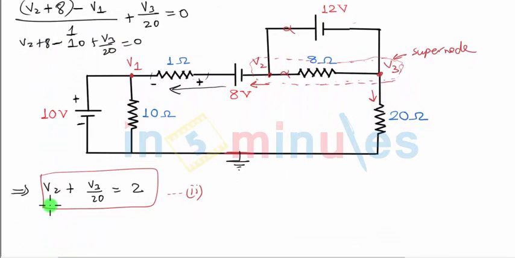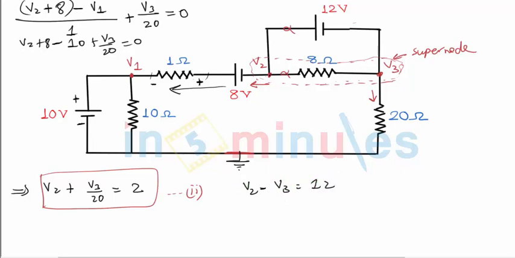Now we need one more equation in the form of V2 and V3. Only then can I find the values of V2 and V3. So how do we get this second equation? That we are going to get from the battery that is connected between the two nodes, because we have considered the supernode in this particular case. So the third equation will be nothing but the difference between V2 and V3 being equal to 12. Now what difference should we take? Because the positive polarity of the battery is towards V2, it will be V2 minus V3 equal to 12.